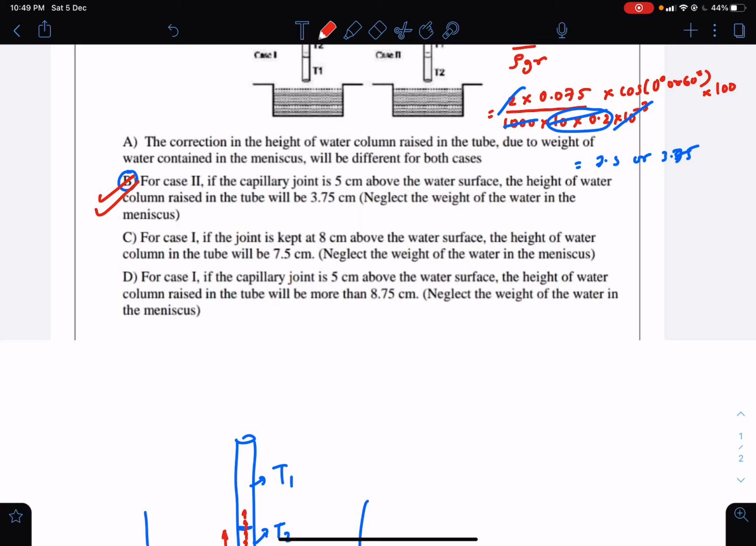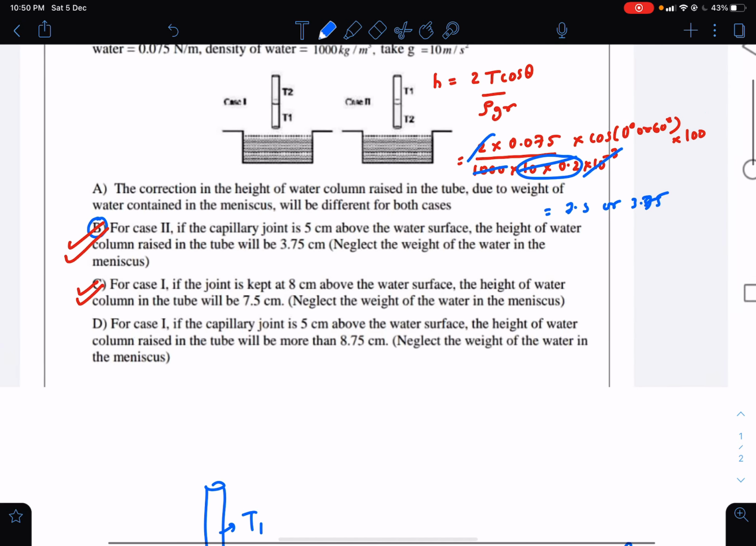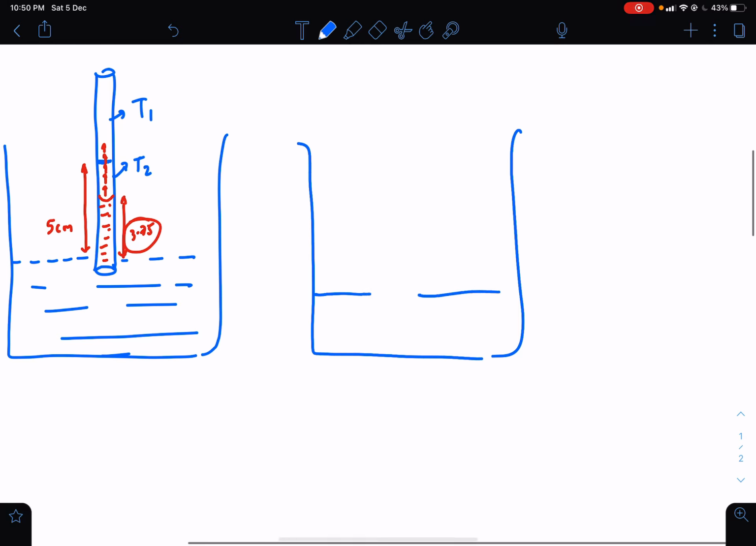Now exactly similar is option C also, and this is also correct. Why? Because option C is talking about case 1, alright. And in case 1 T1 is lower, and then T2 is there. So T2 will start where T1 ends. And the thing is, this length of T1 outside is given to be 8 centimeter, which means this junction is there at 8 centimeter above the water surface.